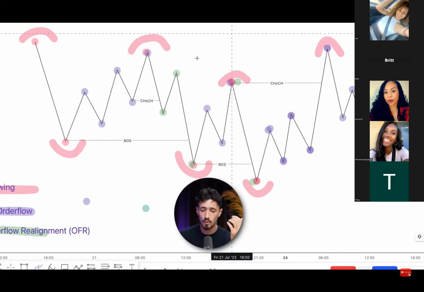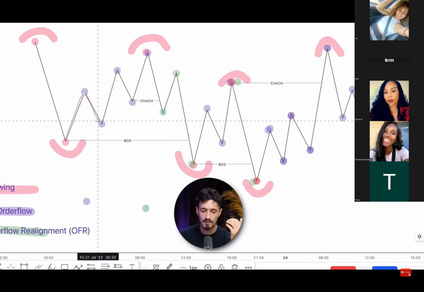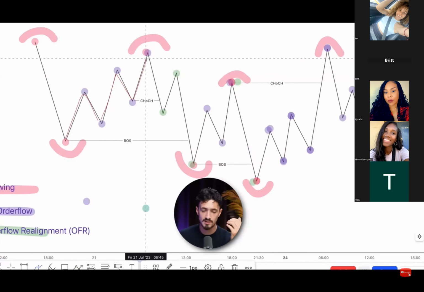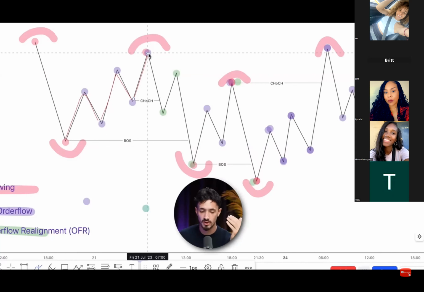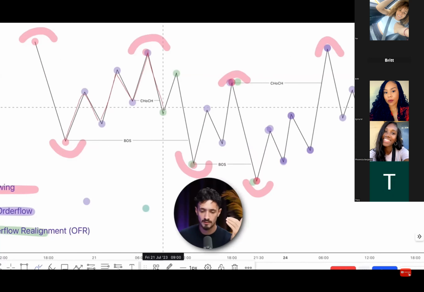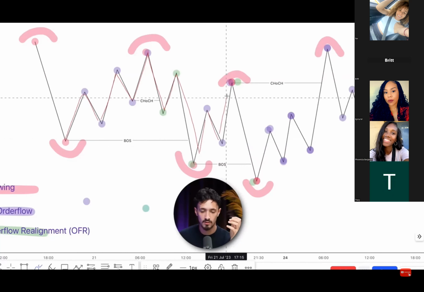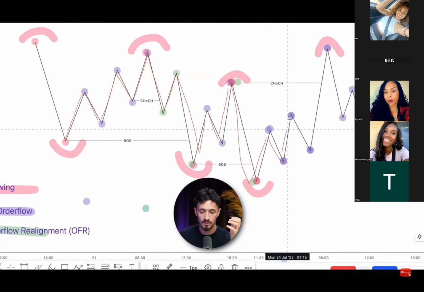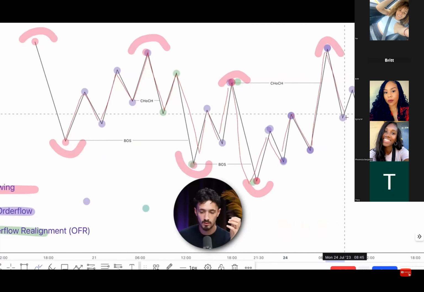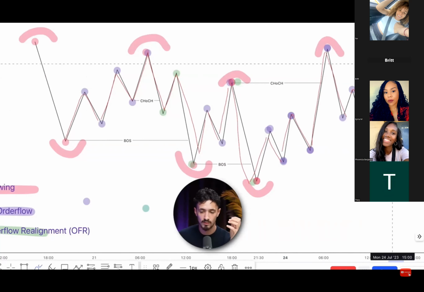Then we understood that our order flow is the temporary pullback of the swing price that is always opposite to the swing structure. Then we have our order flow realignment, which is when price realigns with the swing structure internally. And then we have our order flow, realign, order flow, swing, order flow realignment. And then we built that whole hypothesis to make money in this move right there.